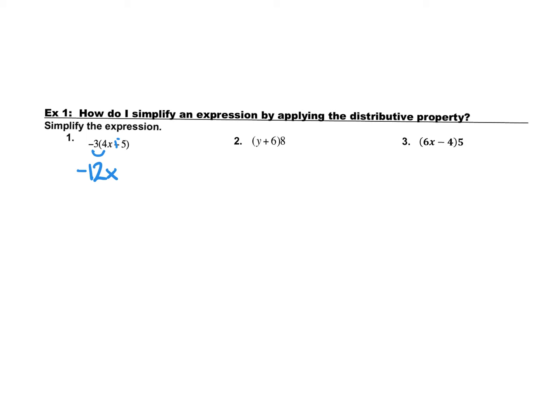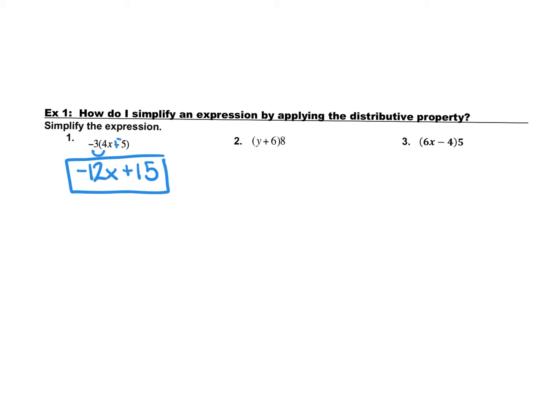So negative 3 times negative 5. And if you get a negative answer, you're going to put a minus between them. And if you get a positive answer, you're going to put a plus between them. So negative 3 times negative 5 is a positive 15. So I'm going to have plus 15. And now that's all the further I can simplify this one.